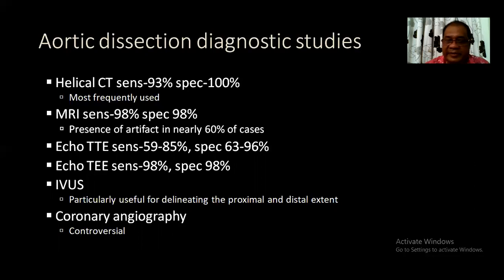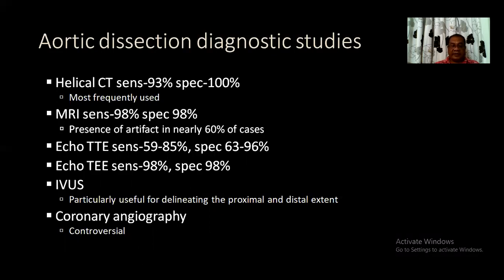MRI has a sensitivity of 98% and specificity of 98%, but it is time consuming, takes a longer time, and the presence of artifact is nearly 60% of the cases. Transthoracic echocardiography has a sensitivity of only 59 to 85% and specificity of 63 to 96%. But it may be an initial investigating tool to give some indication that the aortic dissection may be present.